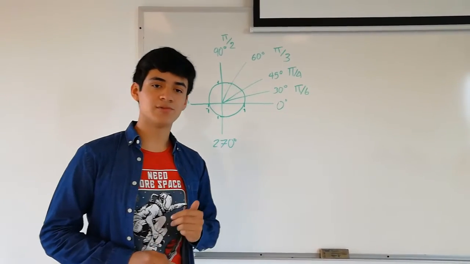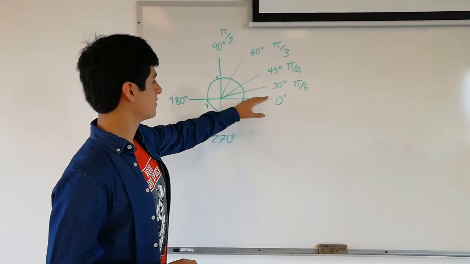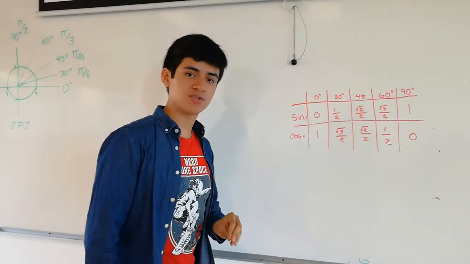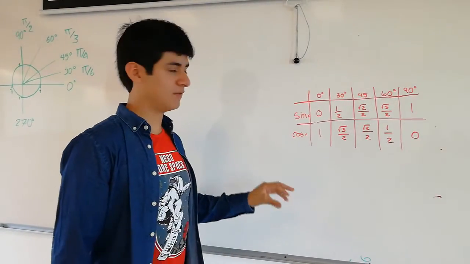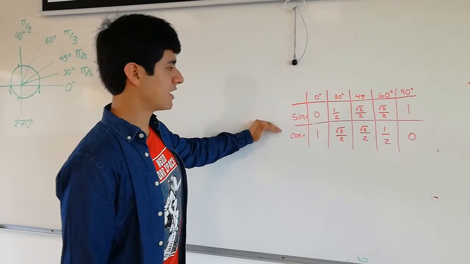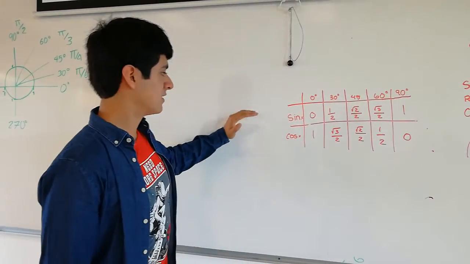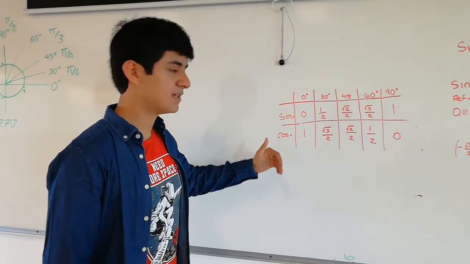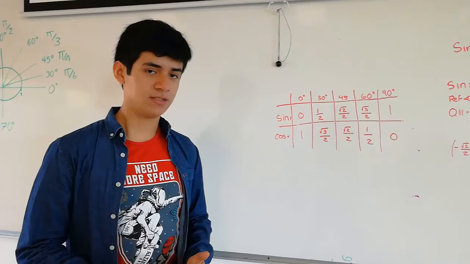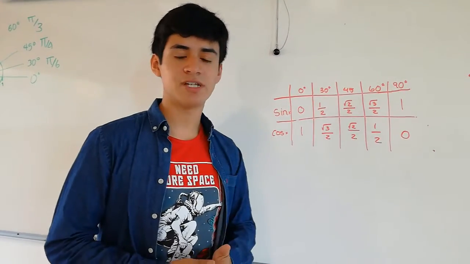The second tool we need to use are special angles, which are 0 degrees, 30, 45, 60 and 90 degrees. Trigonometric functions have a certain value depending on the angle they're at. For example, cosine of 90 degrees is 0 and sine of 90 degrees is 1. This is due to the value in the x and y axis respectively. We'll be able to replace these values into that equation.